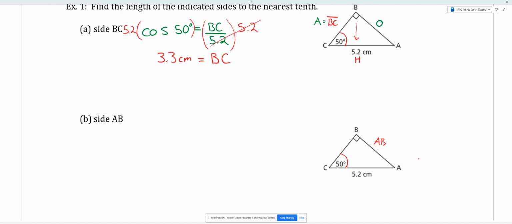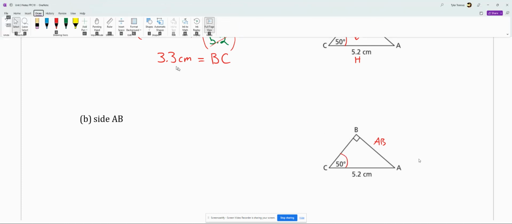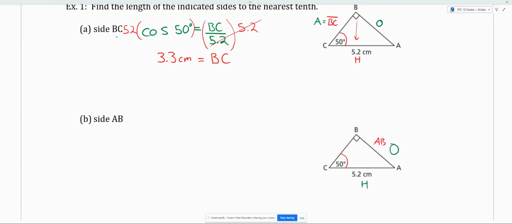We do know, again, this side, so we're labeling things the same way. Again, this is our hypotenuse here. Here's our opposite side from that reference angle, and here's the adjacent. So this time, using SOHCAHTOA, which ratio am I going to use?